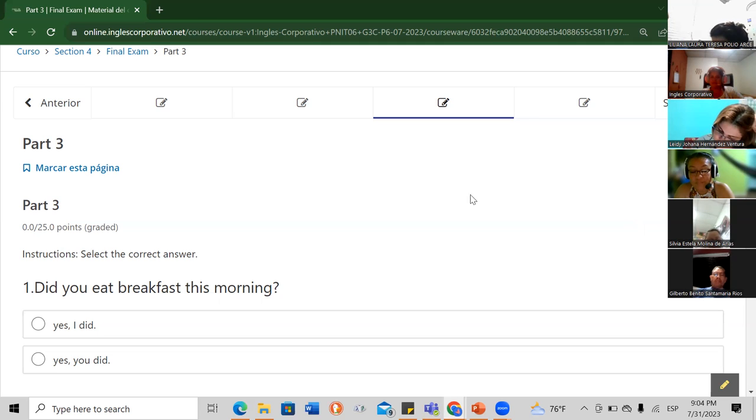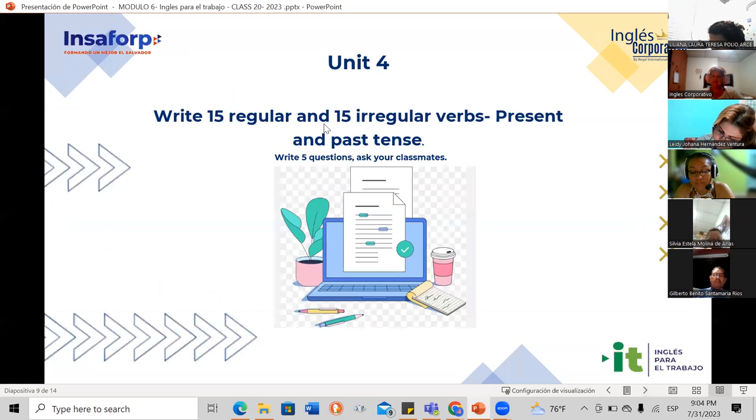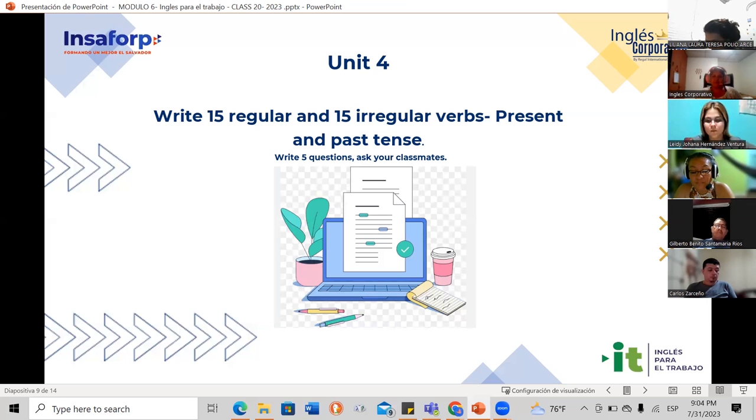Let me continue. So we are there. Okay, good. Because we are working with regular and irregular verbs, I want you to write five questions to your classmates. Okay, you can ask one question to different classmates, okay? Pueden seleccionar cinco personas para preguntarles diferentes preguntas using regular and irregular verbs in past tense, okay?